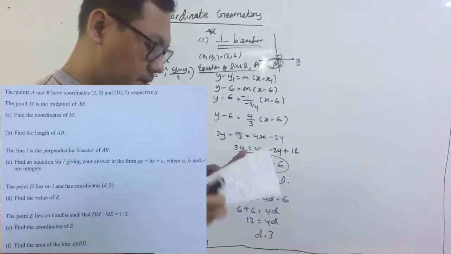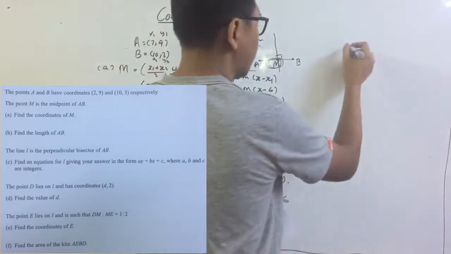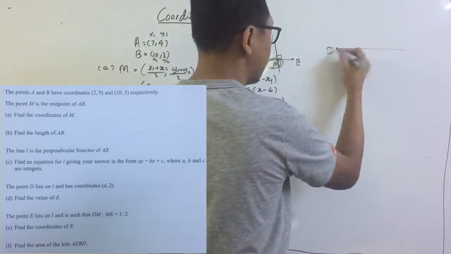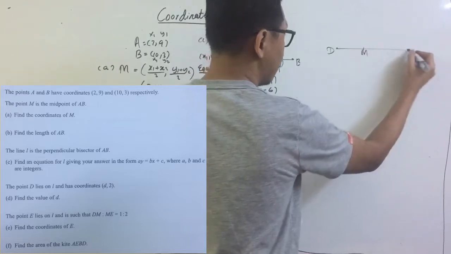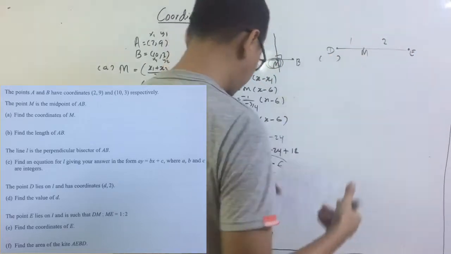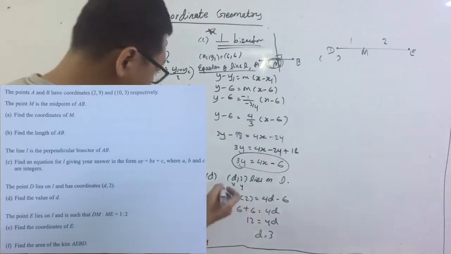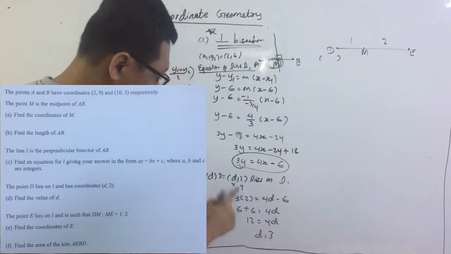So I'm gonna do DM and ME. DM to ME is 1 is to 2. So let's say D is here, M is here, E is here, the ratio is 1 is to 2, okay? And then we have the coordinates of point D, right? Coordinates of point D is 3, 2.